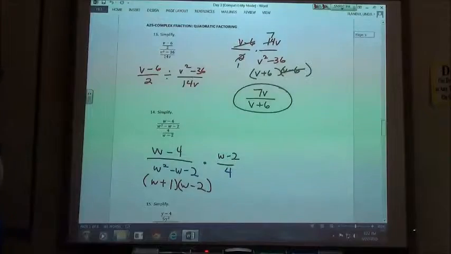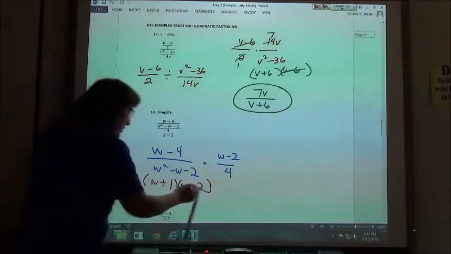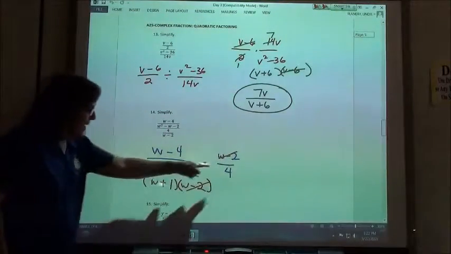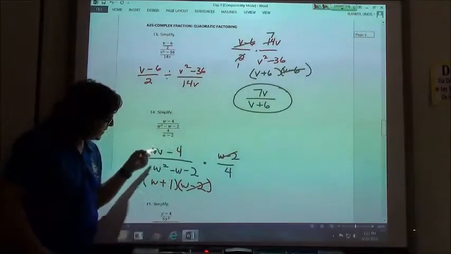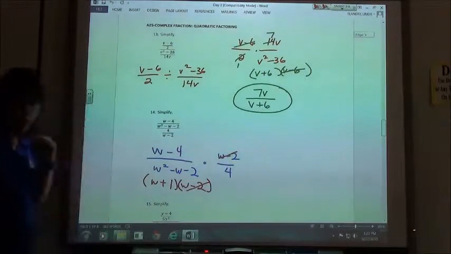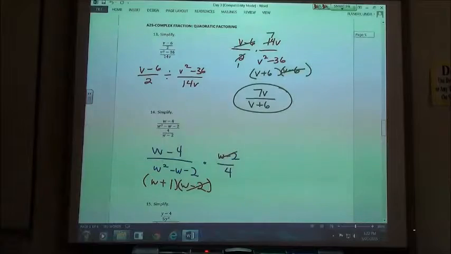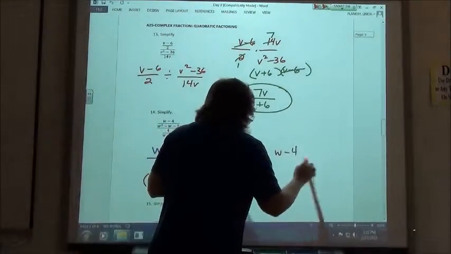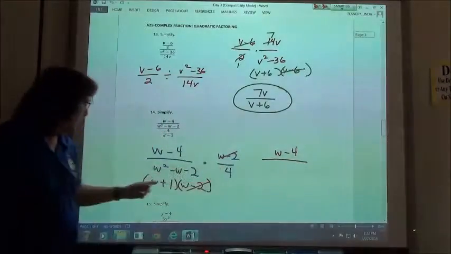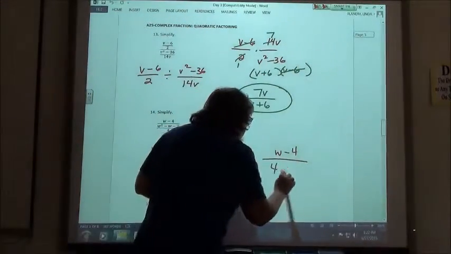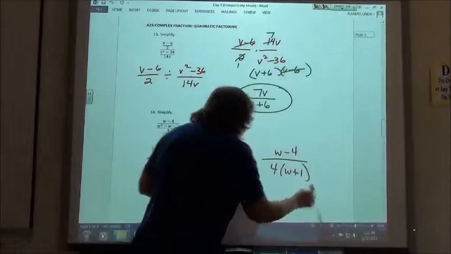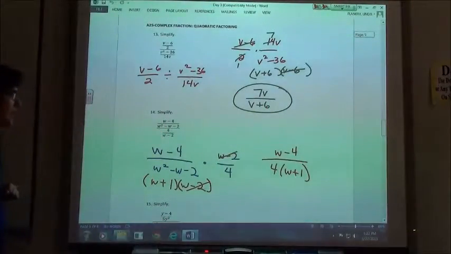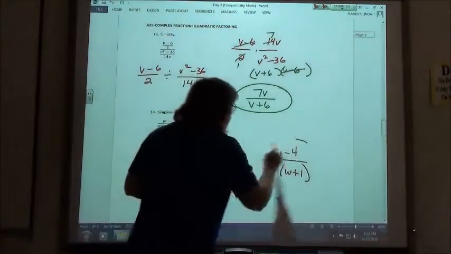so I need a minus 2 and a plus 1. So the only thing I can cancel here is the (w - 2). I can't cancel the 4's because that w - 4 goes all together. It's not just a plain number. And so in this case, my answer, I have w - 4 on the top, and on the bottom I'm going to have 4 times (w + 1) because it looks prettier. I'm putting the 4 in front, and that's going to be my answer.